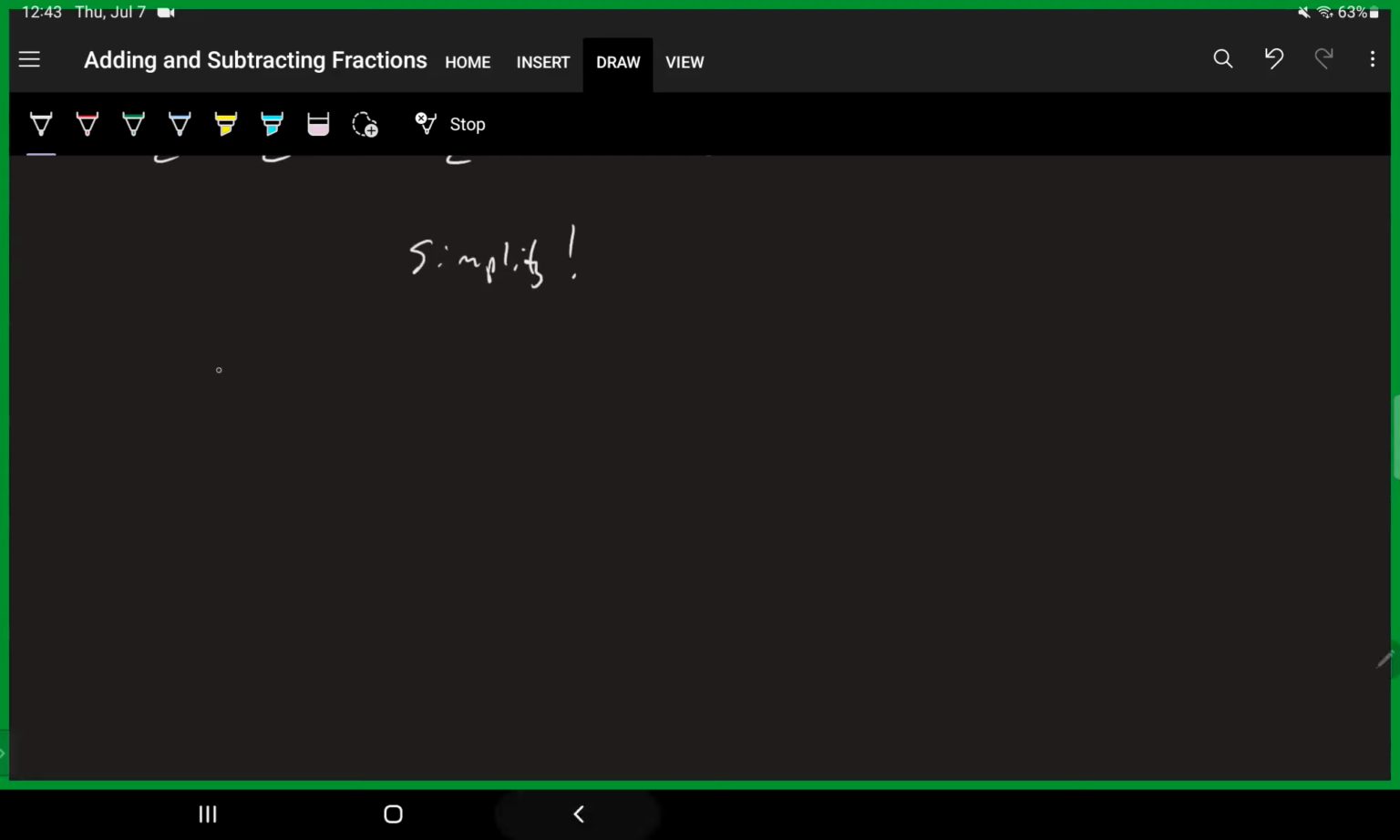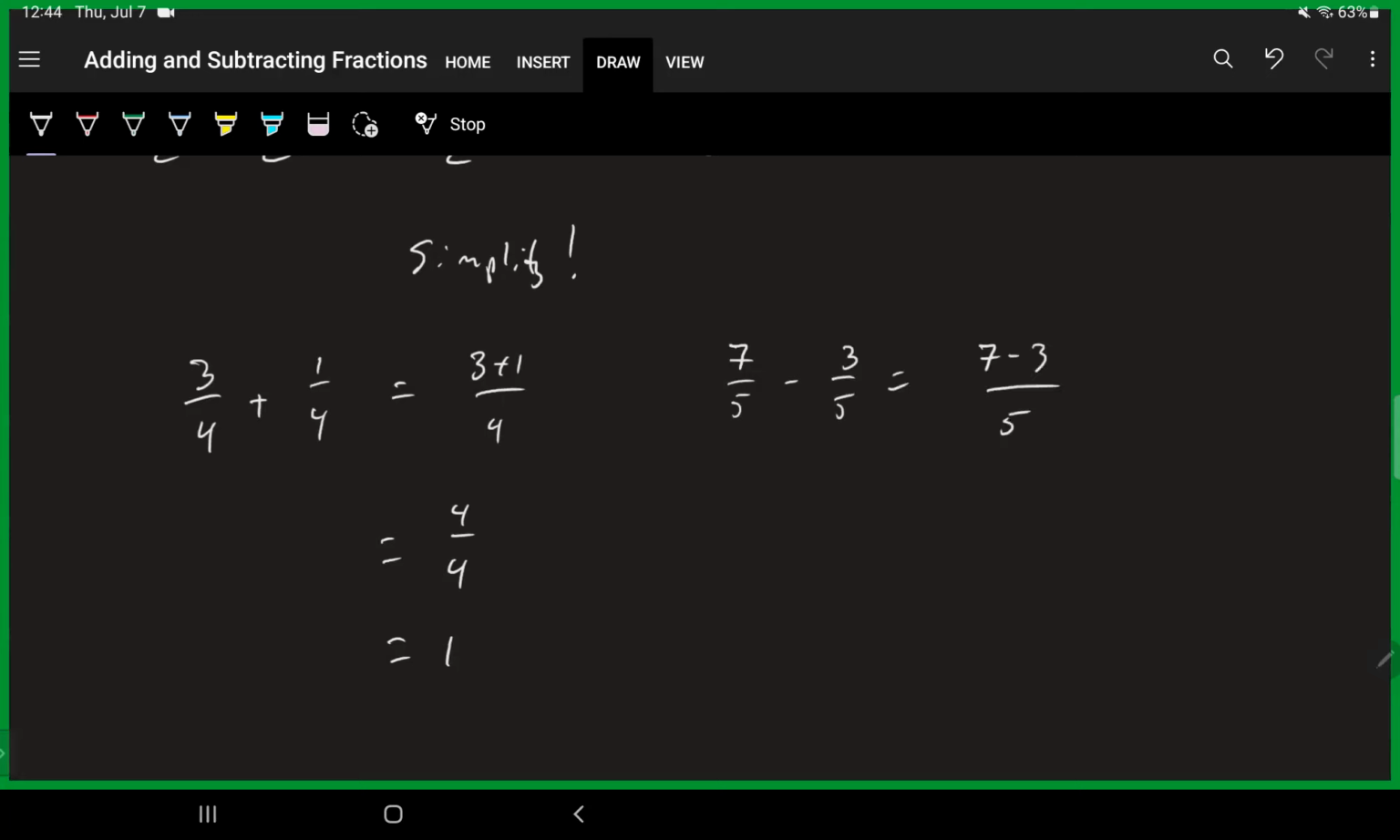Let's see, let's do 3/4 plus 1/4. I want to get a 3 plus 1 all over 4, and that's 4 over 4. That's 1. So pretty straightforward, right? And it's the same thing with subtraction. If I have 7/5 minus, let's see, 3/5, I get 7 minus 3, all divided by 5, and that's 4/5. So sometimes we get to simplify, sometimes it's not needed.